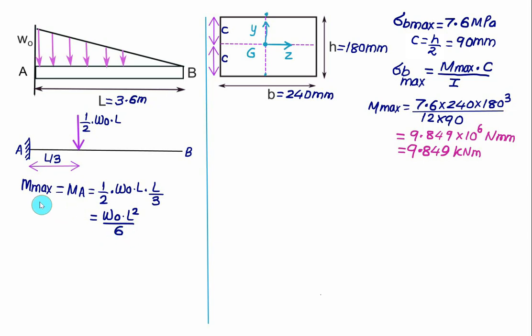This time we know the maximum value of bending moment is equal to 9.849 kilonewton meter. So we will substitute here the value of MA, that is maximum bending moment, equal to 9.849 equal to W0. Unit is kilonewton meter. The W0 will come as kilonewton per meter, and we have the value of L in meters as 3.6. So we have 3.6 square divided by 6. So the load intensity W0 will come out to be 4.56 kilonewton per meter.